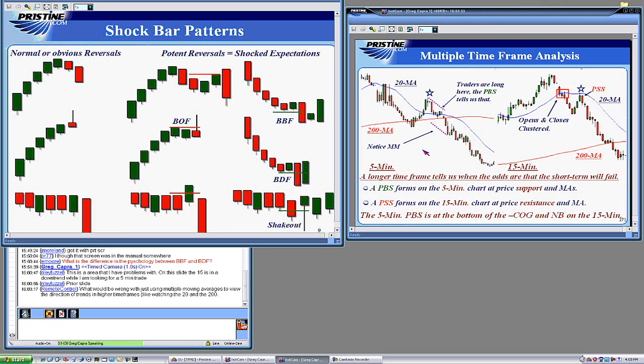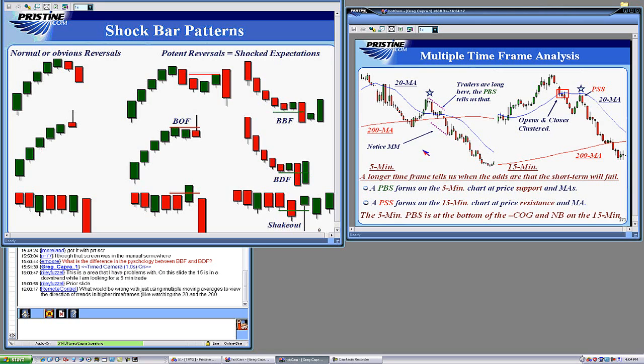Well, using the 20 and the 200 wouldn't necessarily tell you what was happening in the higher time frame. We discussed yesterday, does a moving average relate to a higher time frame? We talked about the 20 and the 40, and the 40 MA being the 8-period moving average on a weekly time frame. And so in that case, it does relate to a higher time frame. Okay.